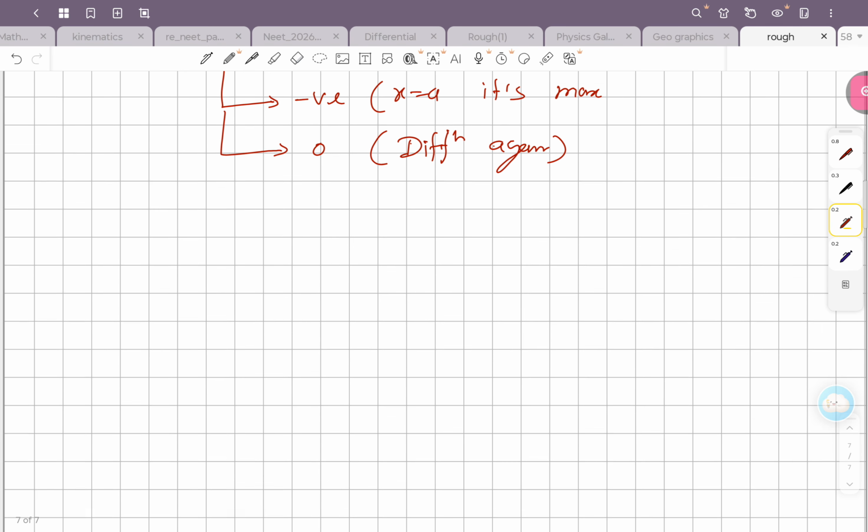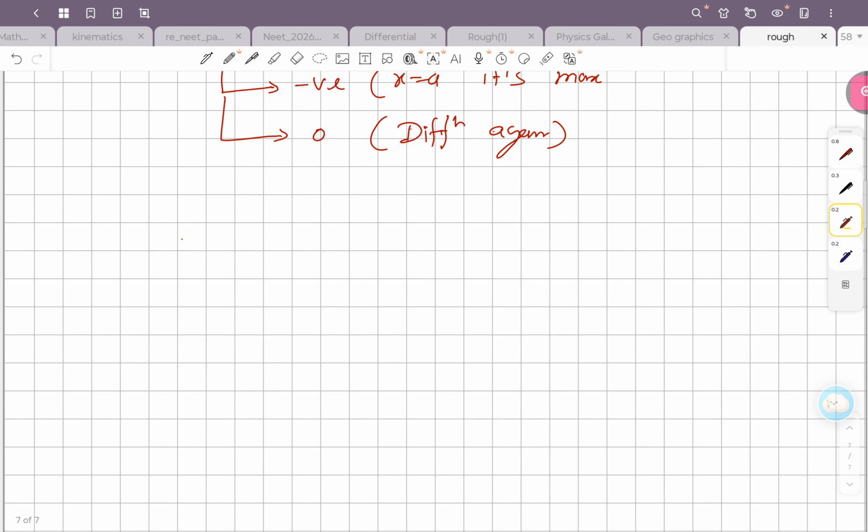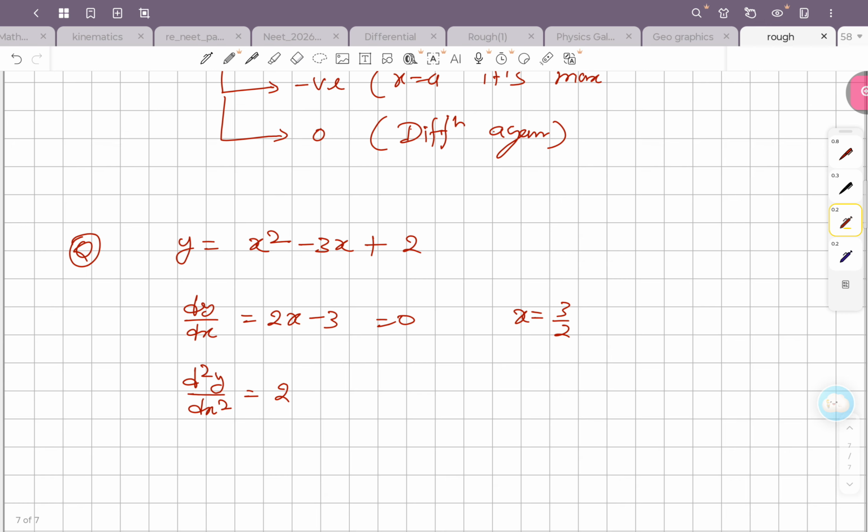Suppose that you are given y equal to x square minus 3x plus 2. You have been given this function, how can you find the maxima or minima? You can differentiate it, so it is 2x minus 3. Again differentiate, d2y by dx square, it is 2. If you put the first derivative equal to 0, x equal to 3 by 2.